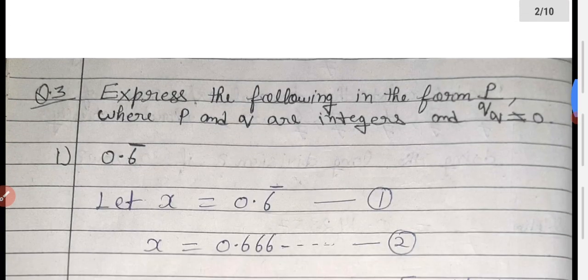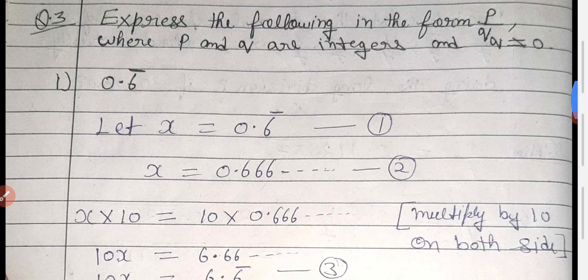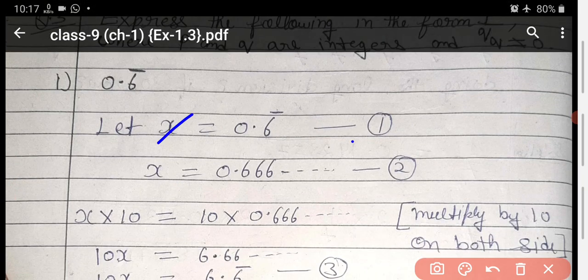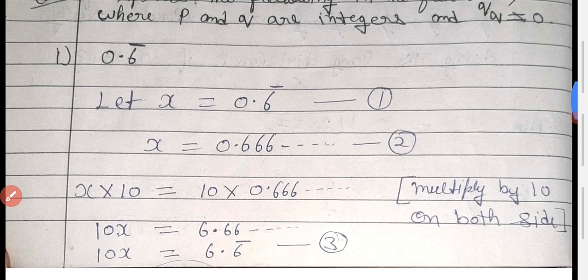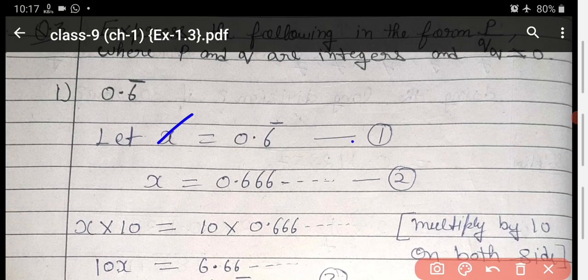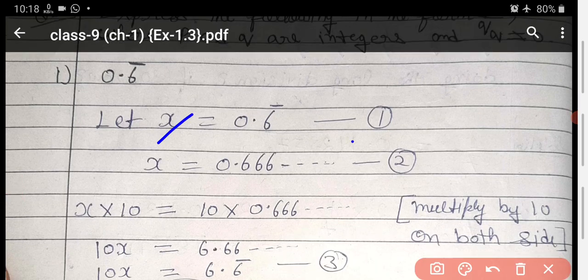Now just look at the question. Your question is 0.6 bar. So what do you do? First you have to write let x is equal to 0.6 bar. Can we write 0.6 bar as 0.666 dot dot dot? You have to write this as equation number 2.